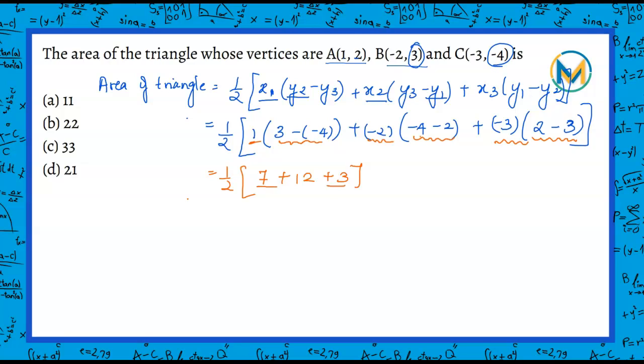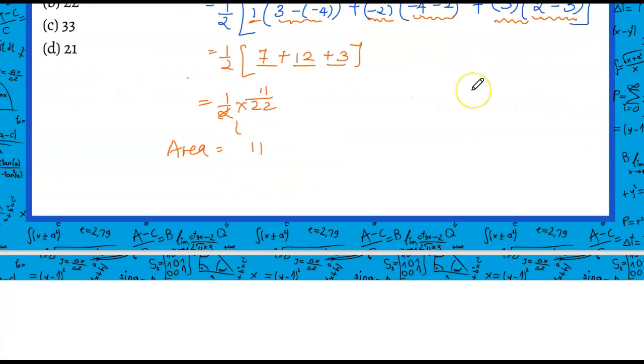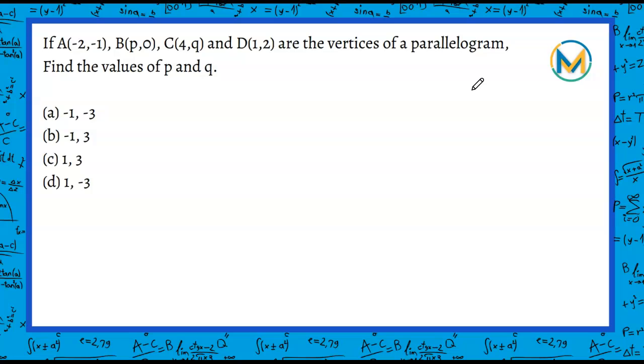7 plus 3 is 10. 10 plus 12 is 22. So I get half into 22, which is 11. So the area is 11. Option A. The next question we have here, the last one.